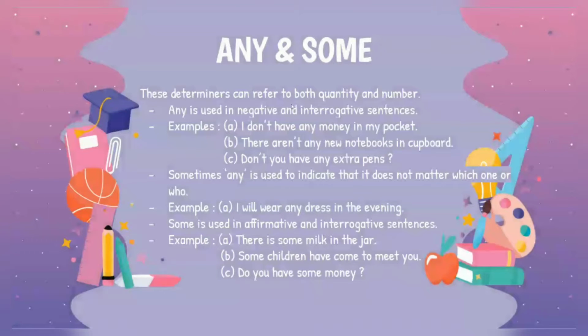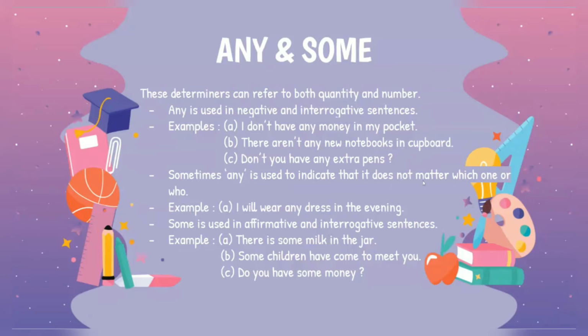First, any and some. These determiners can refer to both quantity and number. Over here, any is used in negative and interrogative sentences. Examples: I don't have any money in my pocket. Here any is describing an uncountable noun, money. There aren't any new notebooks in the cupboard. Here any is describing a countable noun. And in the last sentence, don't you have any extra pens? Here any is used in an interrogative sentence.